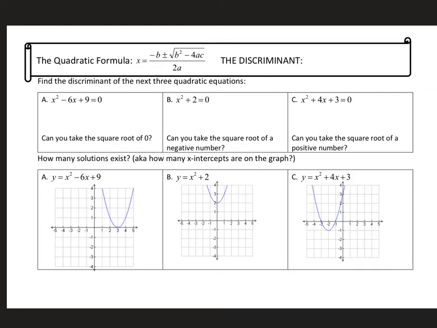To be a discriminating shopper means you are an informed shopper that's able to distinguish between a good deal and a bad deal. So what the discriminant does is it allows us to determine how many x-intercepts a quadratic function will have. And you can see that it's part of a larger equation. This is a famous equation known as the quadratic formula. It looks a little daunting. We're not going to be working on all of that today.